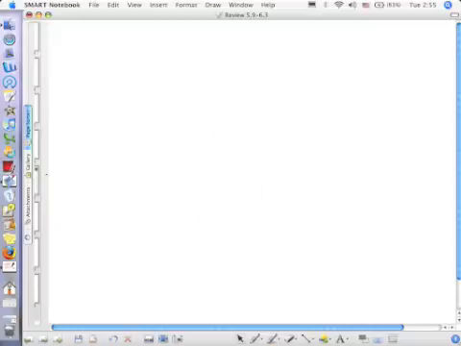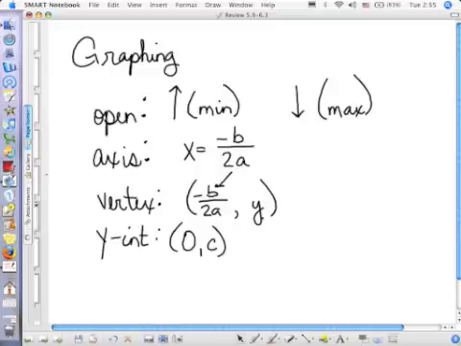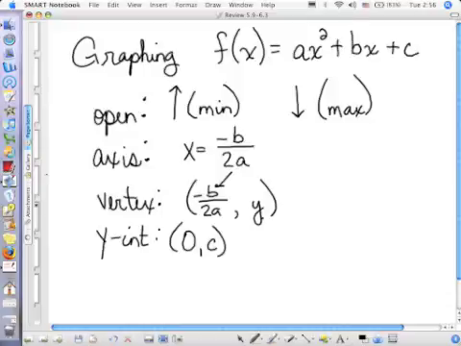We're also testing on graphing parabolas. If you recall, we tell if it opens up by looking at the sign of the x squared term. If a parabola opens up, it has a minimum value. If it opens down, it has a maximum value. The axis of symmetry can be found with the equation x equals -b over 2a. The axis of symmetry, remember, is the middle of the parabola.